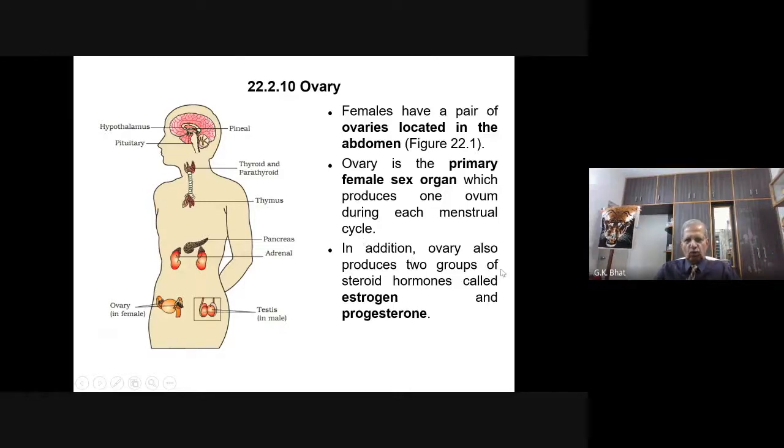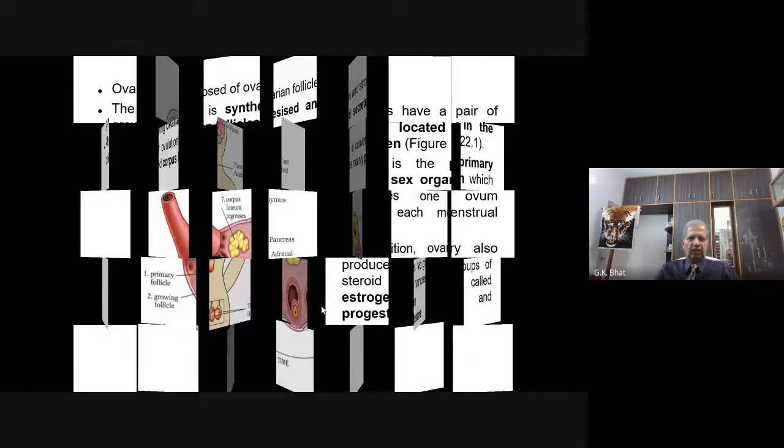In addition, the ovary also produces two groups of steroid hormones called estrogen and progesterone. You must know, males produce only one hormone, testosterone. In females, the ovary produces two hormones: one is estrogen and another is progesterone. We are going to study more about that later.